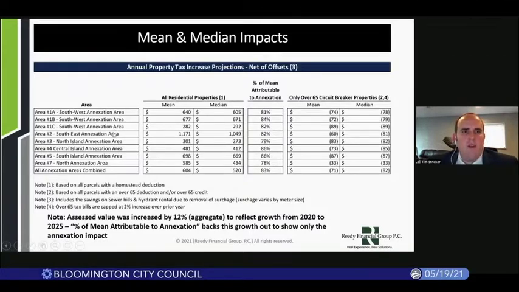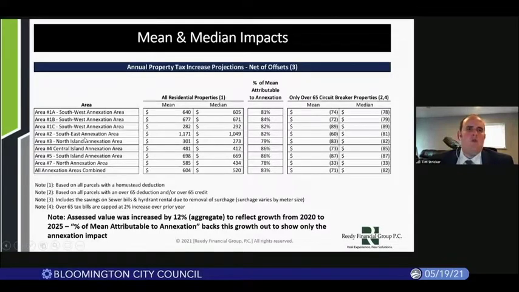For area 1C, which is still the southwest annexation area, we have an average increase of $282. And sorry, I forgot to mention this. This is actually the annual property tax increase. The median is $292. The percentage of this area that's attributable to only the annexation is 82%. The 65 and over average is decreasing by $89, and the median is also $89.